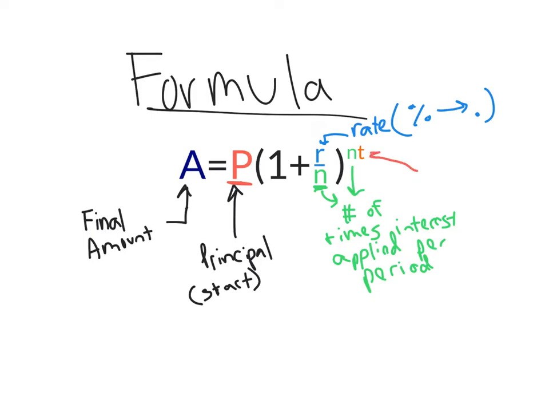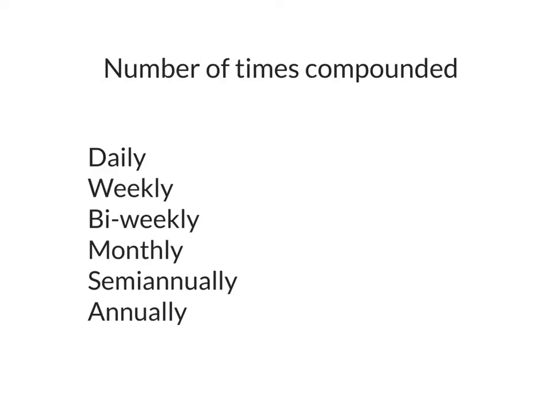And finally, T would be time, how long you're going to keep your money in this particular account. So as far as the number of times compounded, or the number of times your interest is applied, what our n equals, in the problem they might give you any of these words. So if it says that you accrue interest daily, that means you're going to get interest every single day, which is 365 days a year. For all these problems, if they say daily, we'll assume that it's not a leap year, so we'll just keep it as 365. For weekly, your n would be 52, since there are 52 weeks in a year.